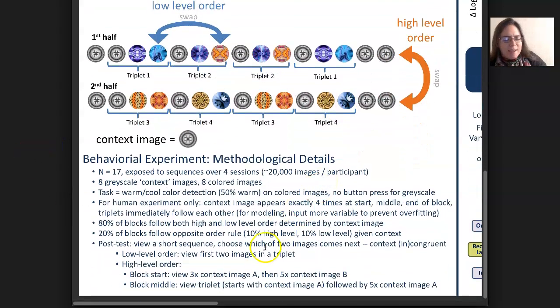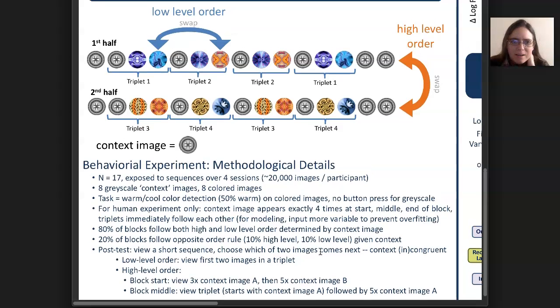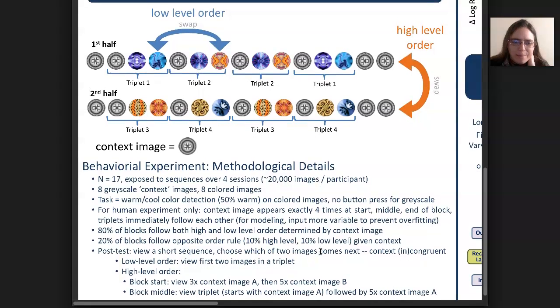We also, at the end, did a post-test where participants would be exposed to short sequences, and they'd have to choose which of 2 images would come next, given the sequence they just saw. One of the 2 images would be contextually congruent, the other would be incongruent, and in that way we can separately probe their sensitivity to the low level and high level order information.